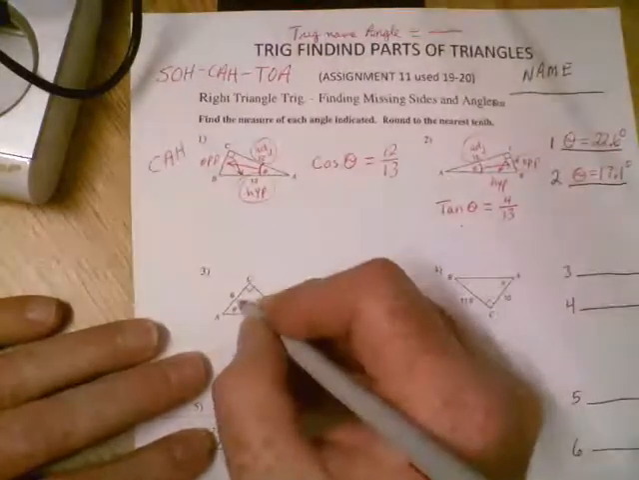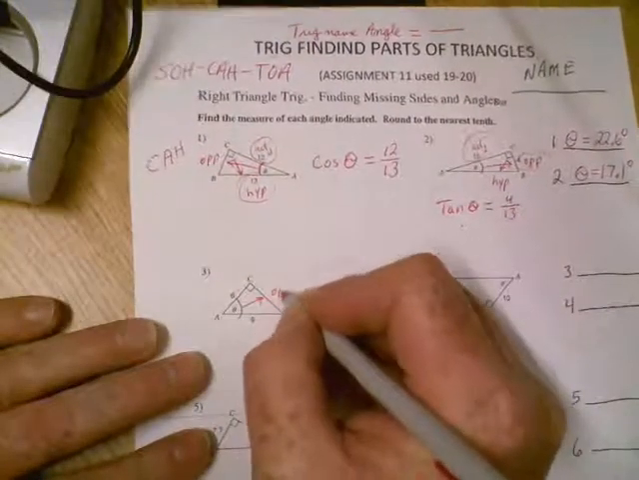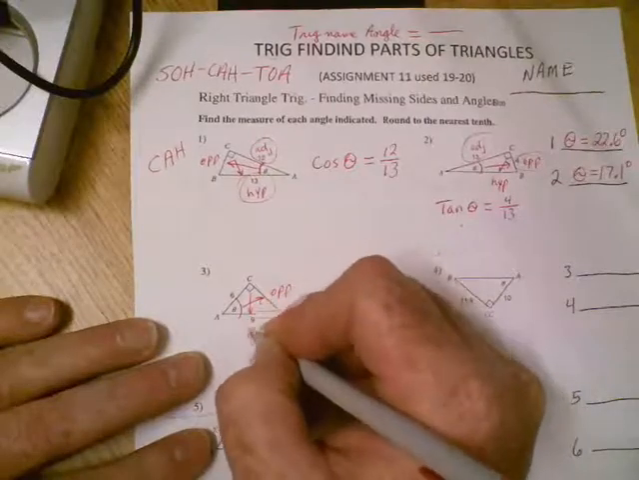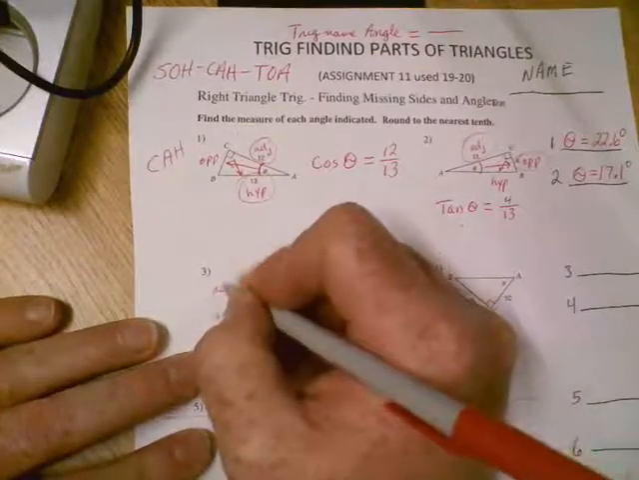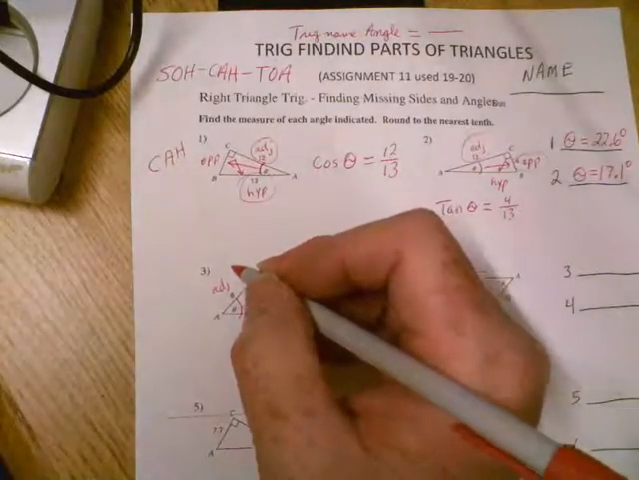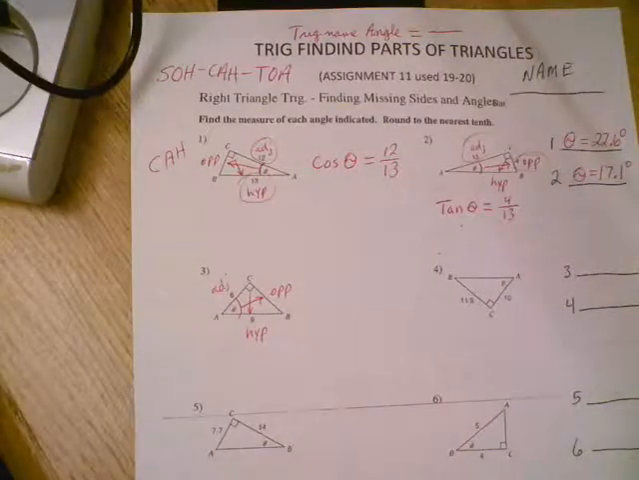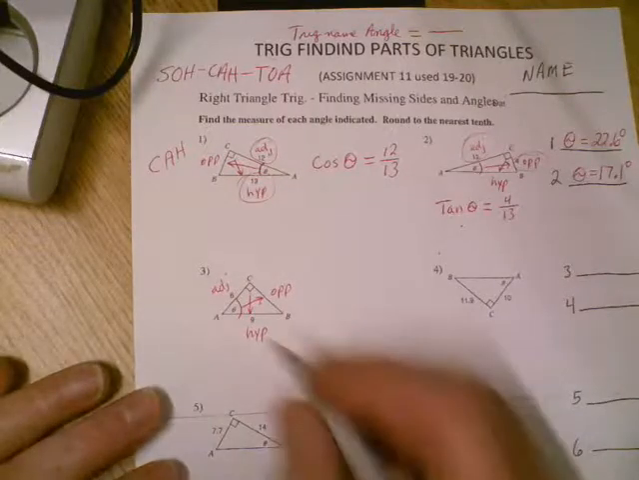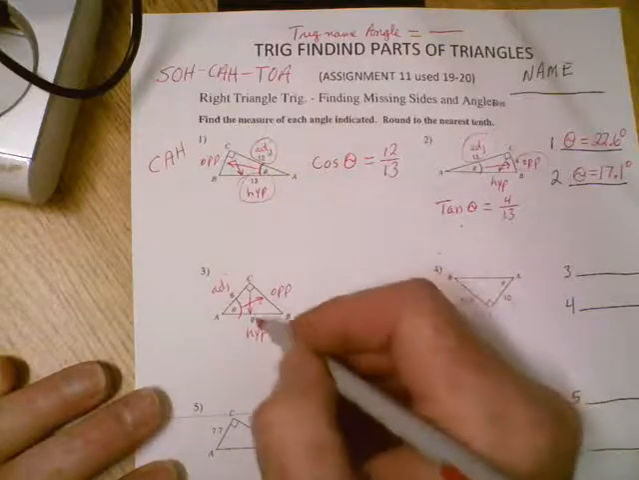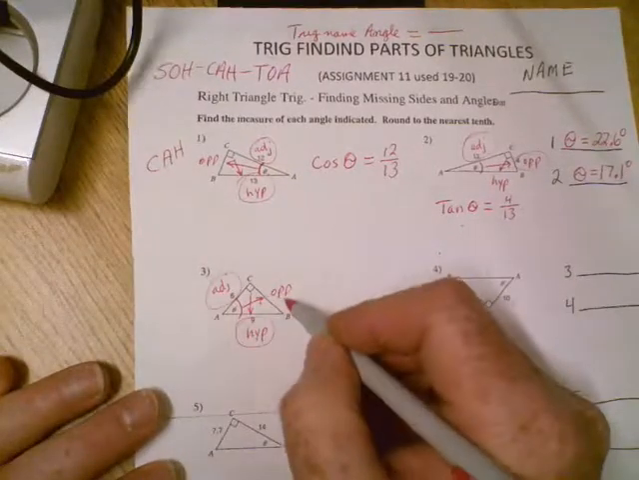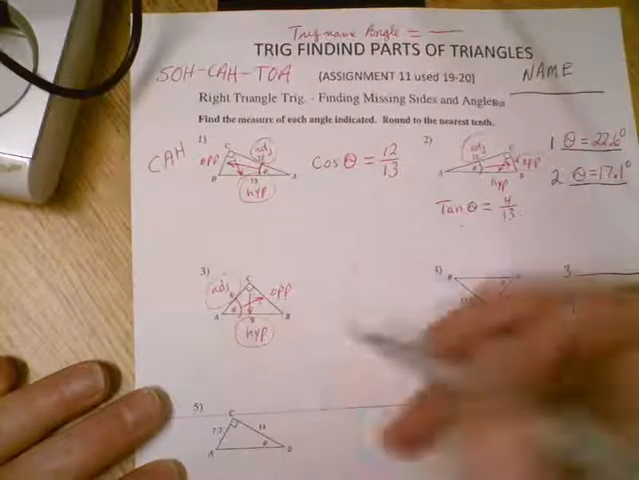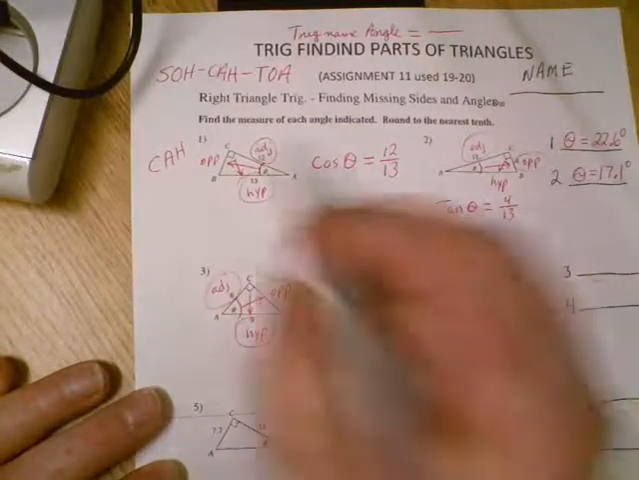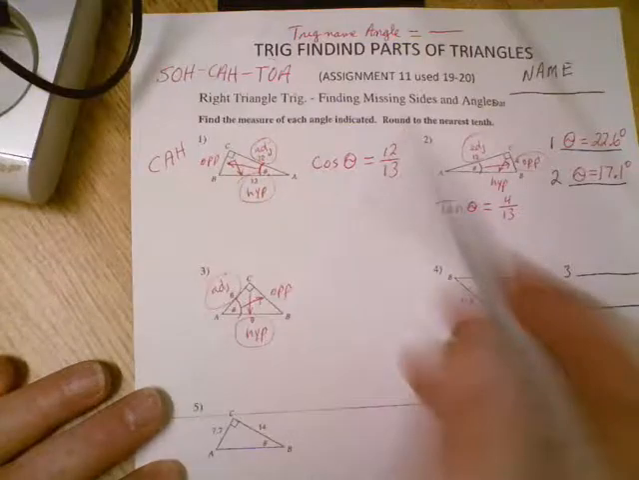Next one, got this angle. We label it. That's your opposite leg. That's your hypotenuse. This is your adjacent. Every single time you just label them that way. So we labeled it. Look at what we have. Again, we really don't care about the opposite this time because we're looking for this angle. So it's adjacent and hypotenuse, which is the cosine.